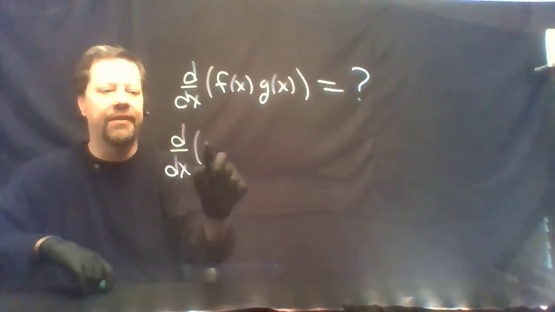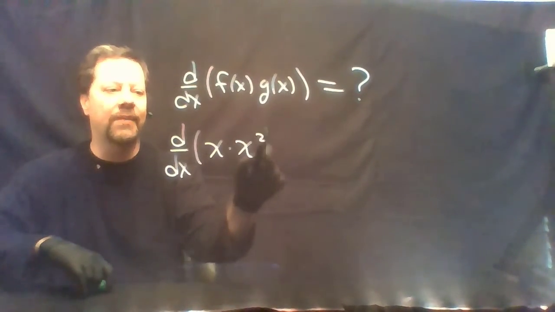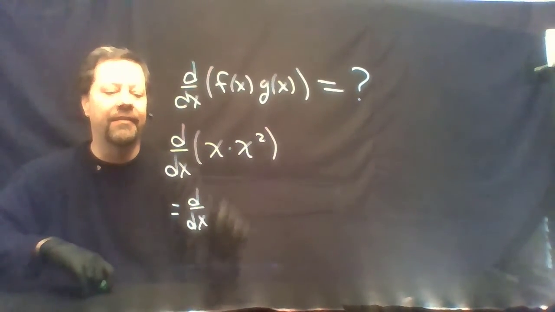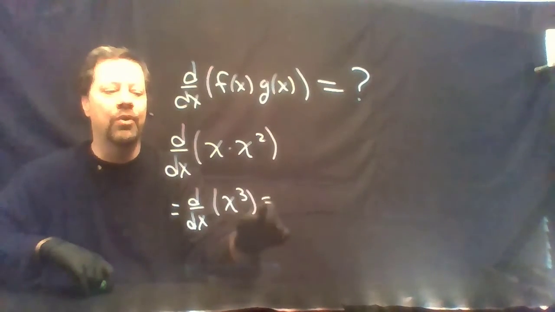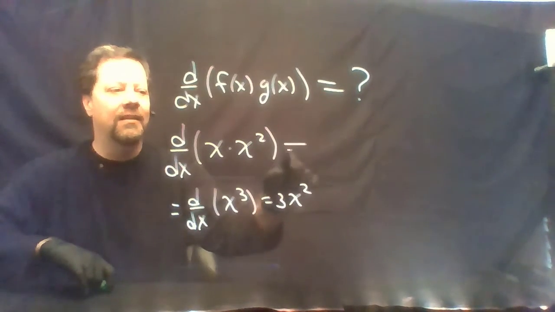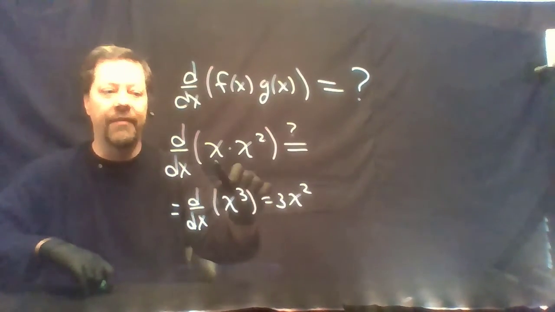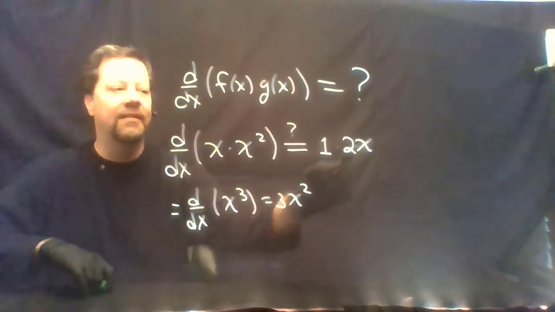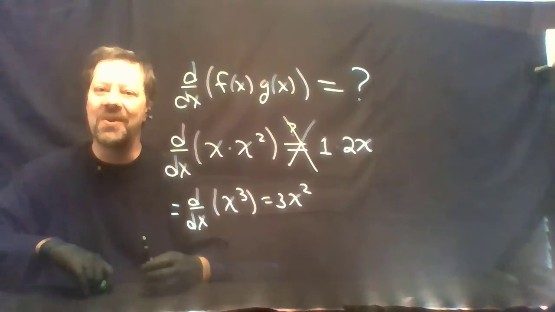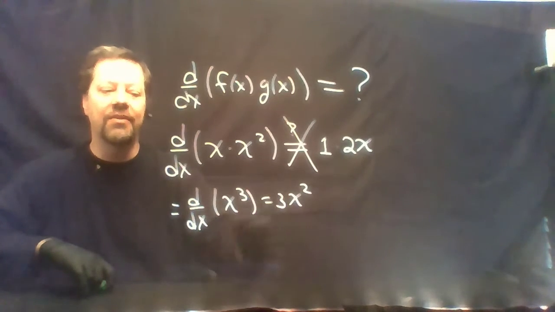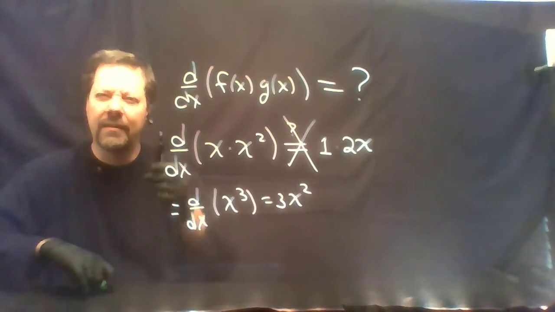Suppose I'm taking the derivative of x times x squared. Well, you know that is equal to the derivative of x cubed, which is 3x squared by the power rule. Does that equal the derivative of x times the derivative of x squared? No. So you may not calculate the derivative of each factor separately. You don't get the same result. We need to figure out what does work.